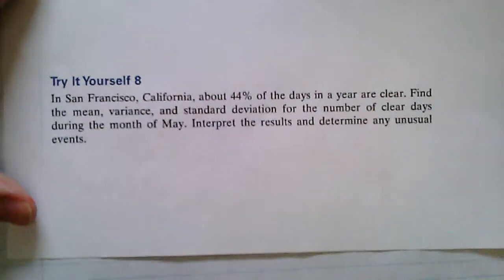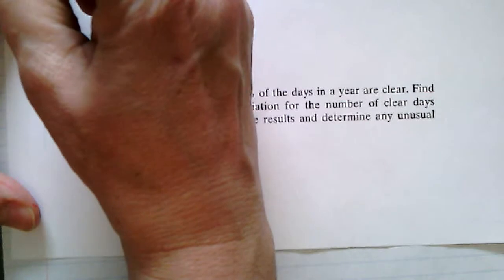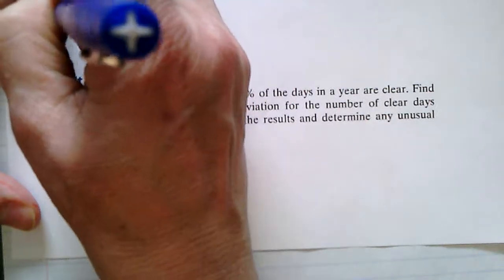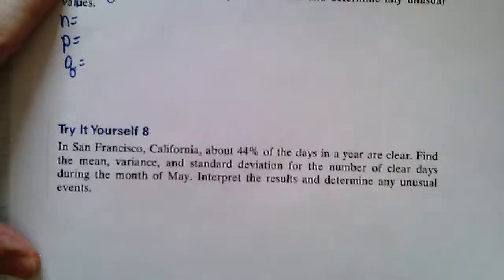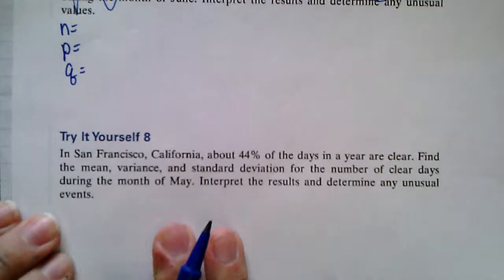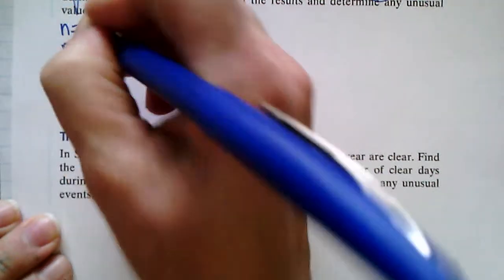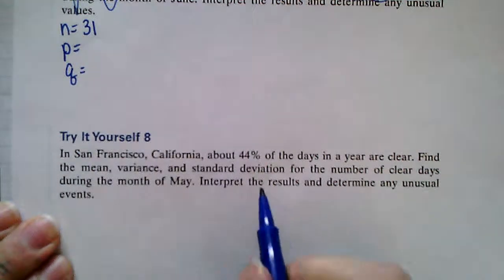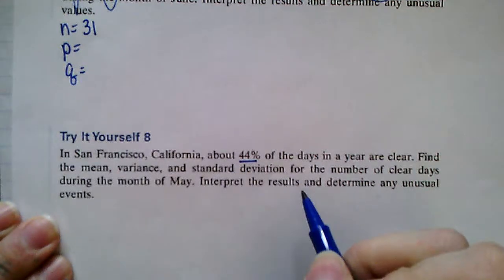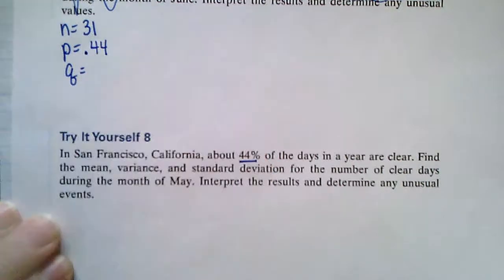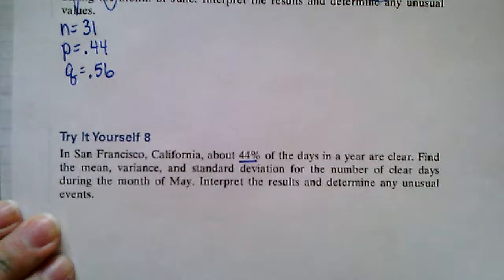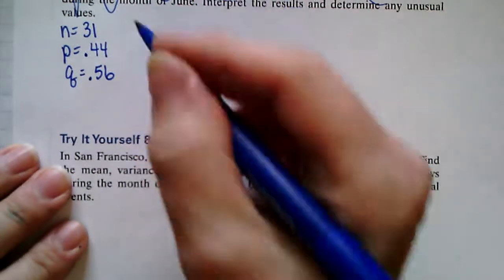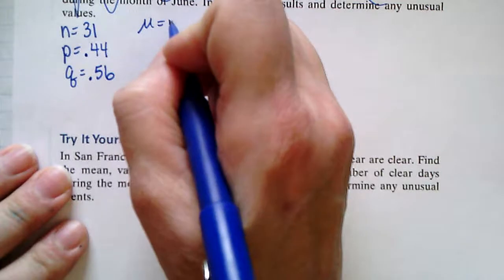So let's see what our N, P, and Q are. So we're looking at the month of May. The month of May has 31 days, so that's going to be N. It says 44% of the days are clear. So the probability of it being a clear day would be 0.44, which means the probability of failure, not being clear, is 0.56.